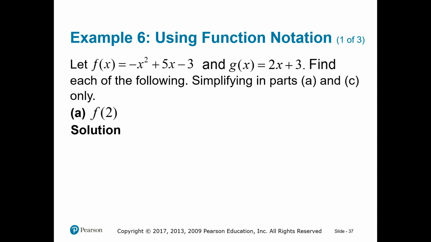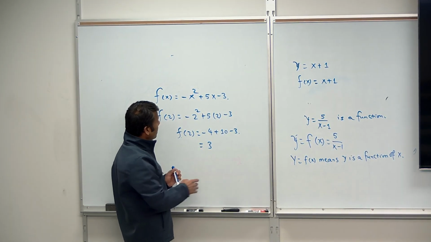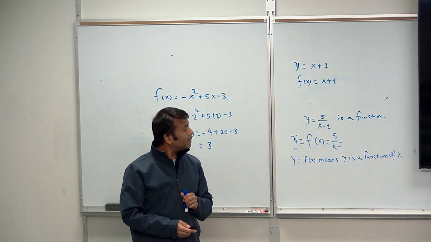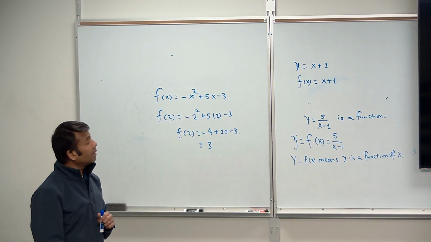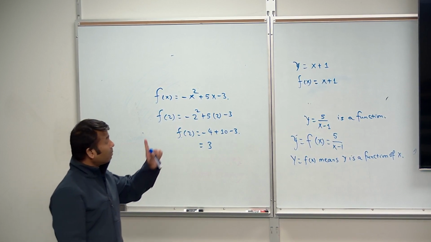Make sense? And this is f(2) equals negative 4 plus 10 minus 3. So what is that? 3. Is that right? 10 minus 7, yeah, this is 3. Did that make sense here? Yeah, f(2) equal to 3. Did you see that? Now if you want to find out f(q), you replace x by q.